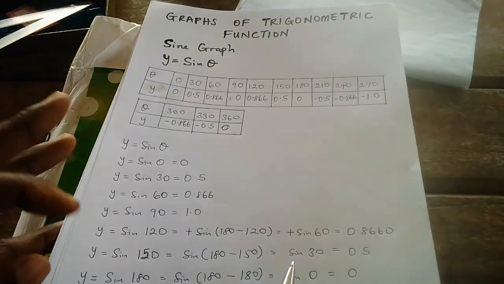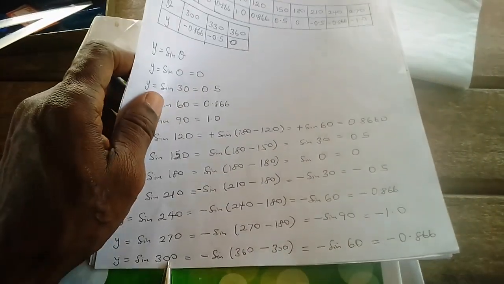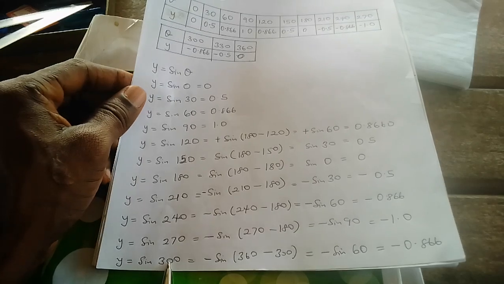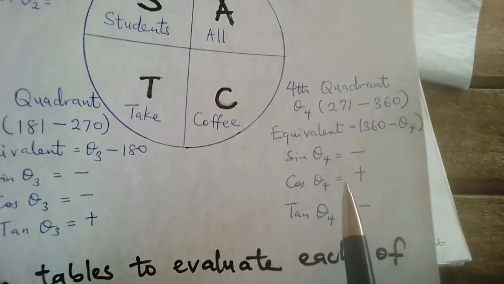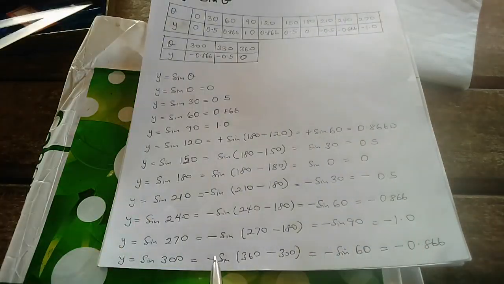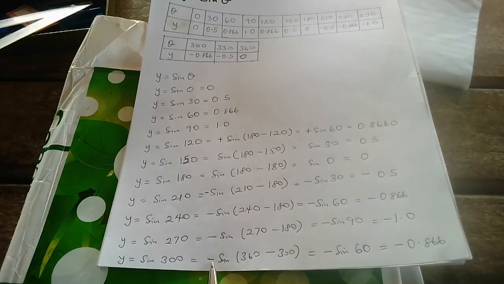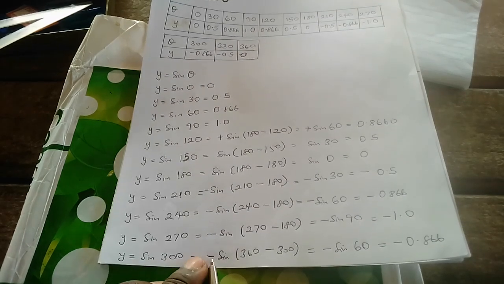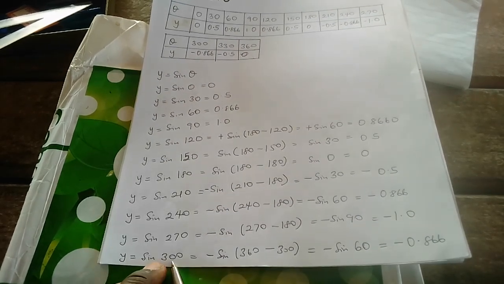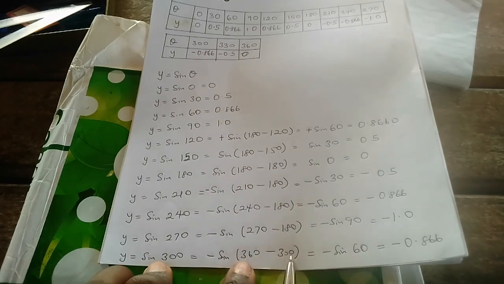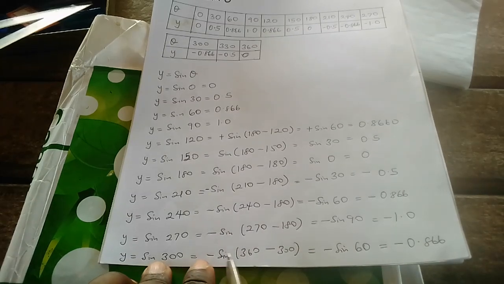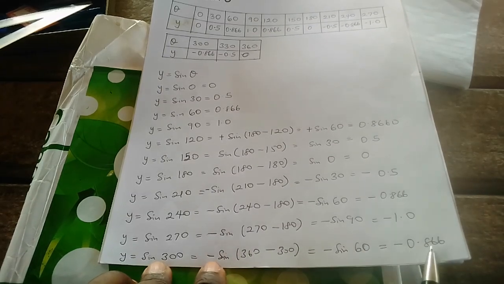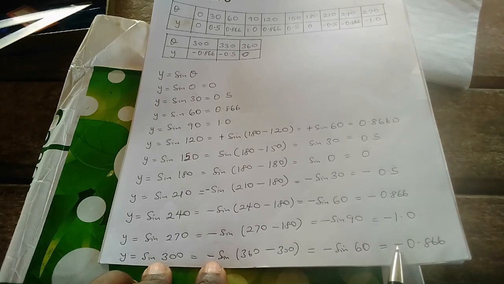When theta is 300, we've now moved to the fourth quadrant. In the fourth quadrant, sine is negative. The equivalent of 300 in the fourth quadrant is 360 minus 300, which gives us 60. Sine 60 is 0.866. Since we are in the fourth quadrant, it's going to be minus 0.866.